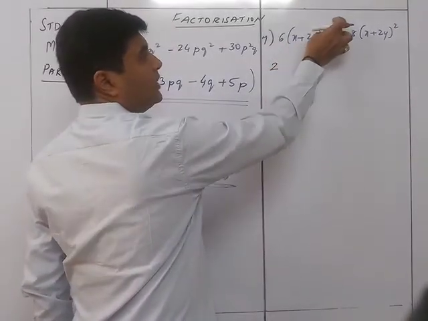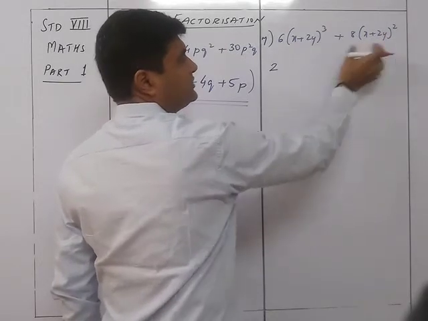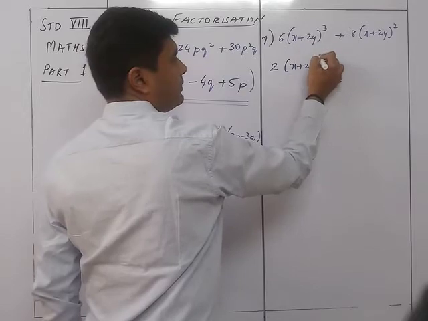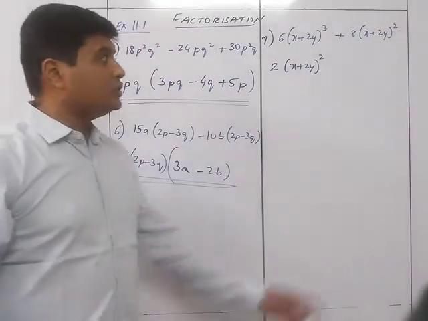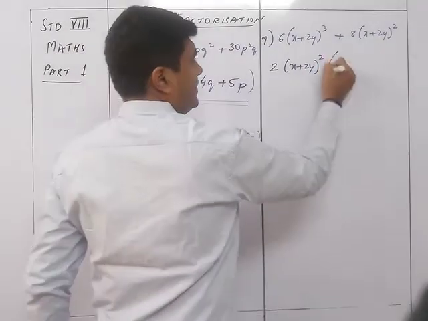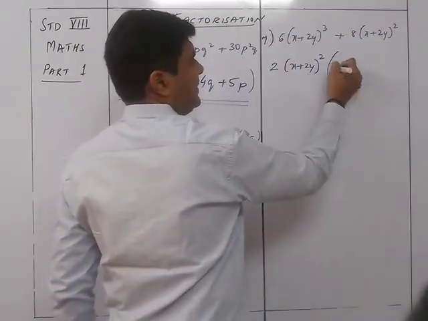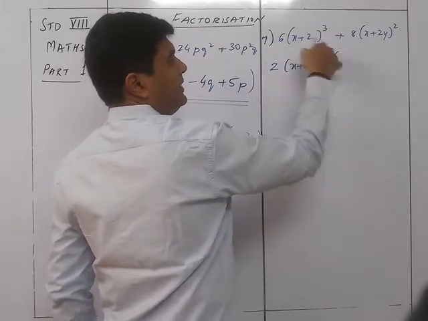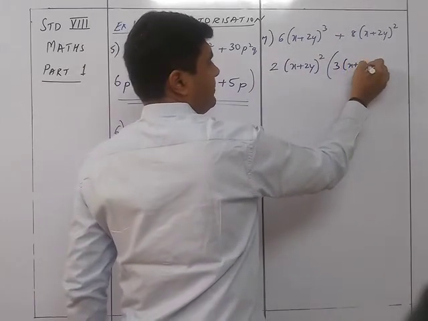x plus 2y here is cube and here it is square, so which is smaller? This one, so the whole thing becomes common. x plus 2y the whole square becomes common over here. Now what is remaining? 3 is remaining out of 6. If we divide, cube divided by square will be x plus 2y.